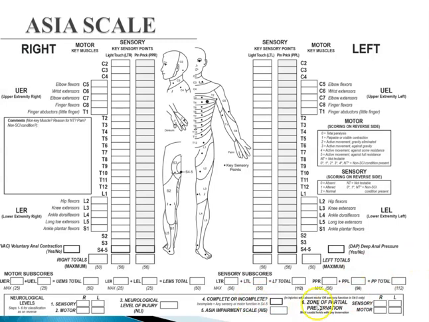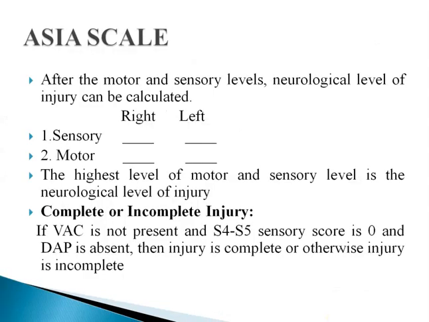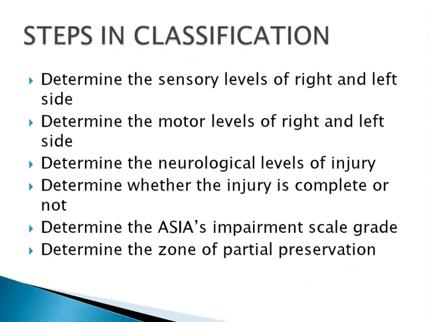Then we'll move on to the next section, that is the ASIA impairment scale, which I told you in the 5 grades. So we have to mention which grade it is: A, B, C, D, E. The next level is the zone of partial preservation. So I'll tell you what the zone of partial preservation is.